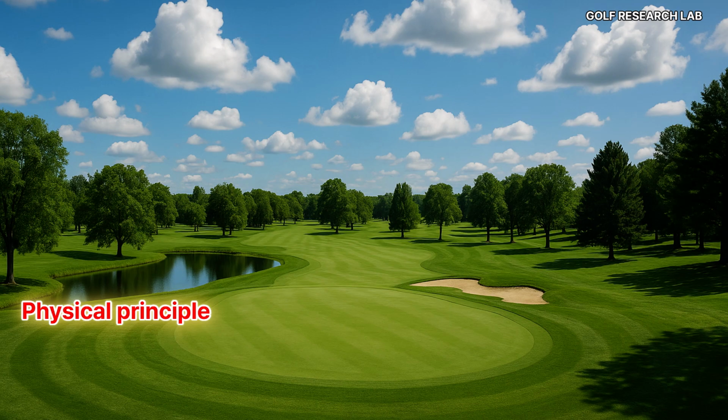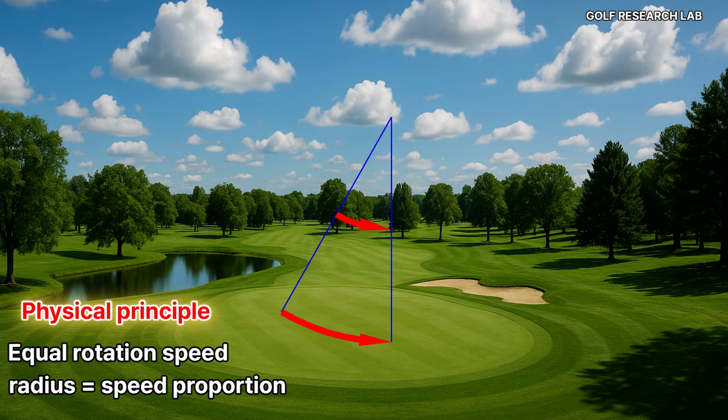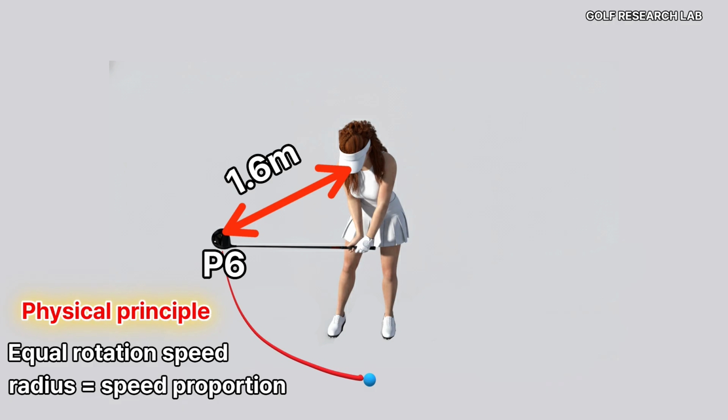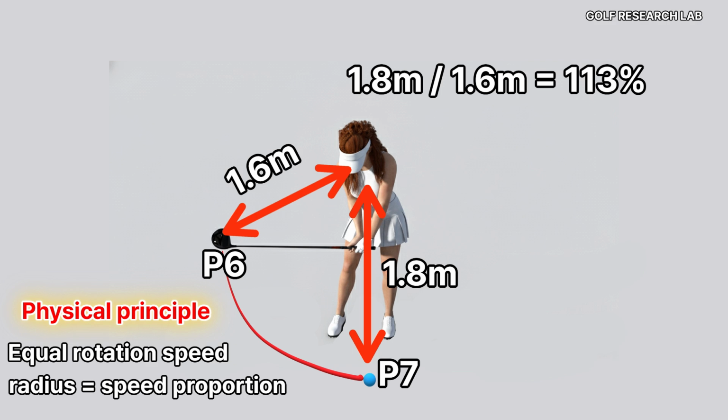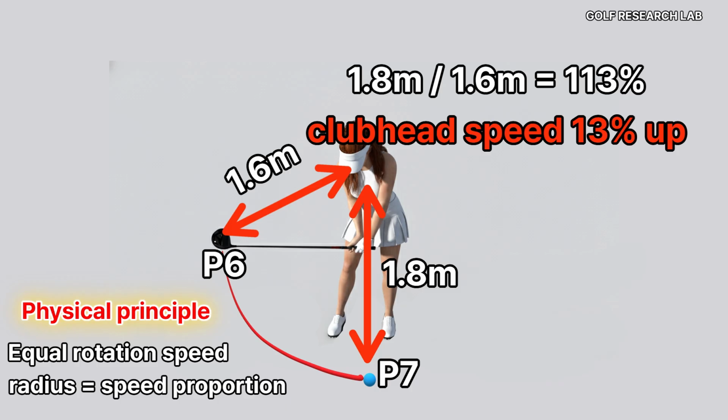Another physical principle you need to know, which was briefly mentioned in episode 1, is that with equal rotational speed, a longer radius produces a proportionally faster linear speed at the end. Distance from body center to clubhead. At P6, 1.6 meters. At P7, 1.8 meters. A 13% increase. Maintaining wrist cock until P6 keeps the radius short. Releasing the wrists at P6 extends the radius, increasing clubhead speed by roughly 13%, even without increasing arm rotation speed.